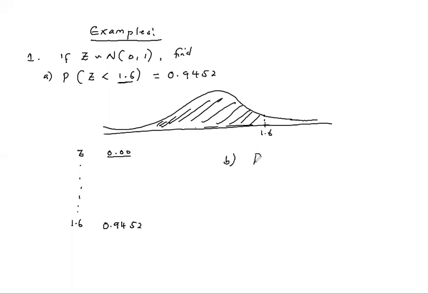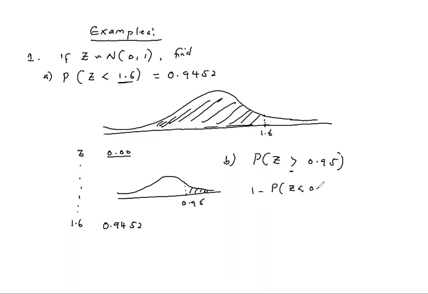Then B, the probability Z is greater than 0.95. So when you do it greater, if I had this, so if we put 0.95 here, it becomes a bit hard to deal with that. So what we do is we reverse the inequality. Of course, we know that one is the total probability. So if we do this and look for Z less than 0.95, then subtract it from one.